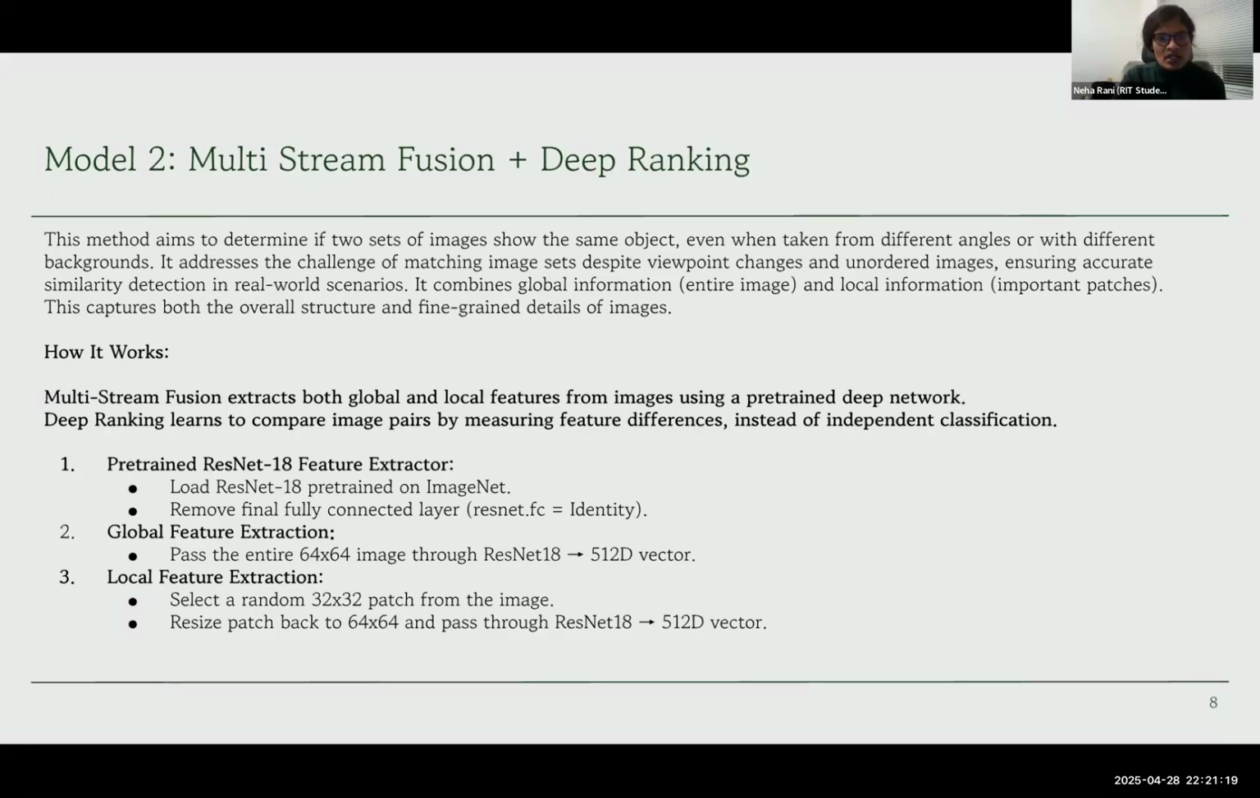So how it works is the multi-stream fusion extracts both global and local features from images using a pre-trained deep network. And the deep ranking learns to compare image pairs by measuring feature differences instead of independent classification.